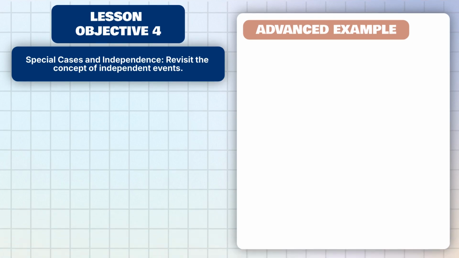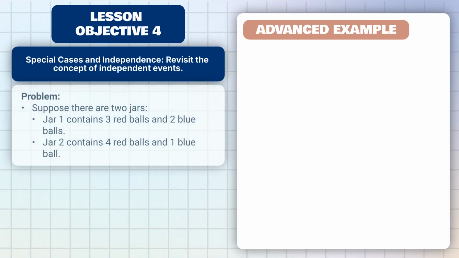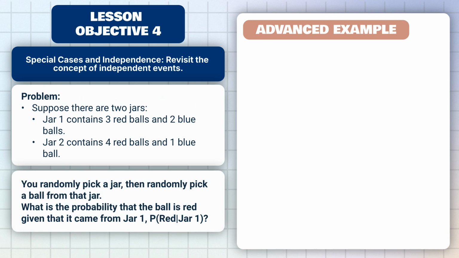Now let's tackle a more challenging problem. Suppose there are 2 jars. Jar 1 contains 3 red balls and 2 blue balls. Jar 2 contains 4 red balls and 1 blue ball. You randomly pick a jar, then randomly pick a ball from that jar. What is the probability that the ball is red given that it came from jar 1?